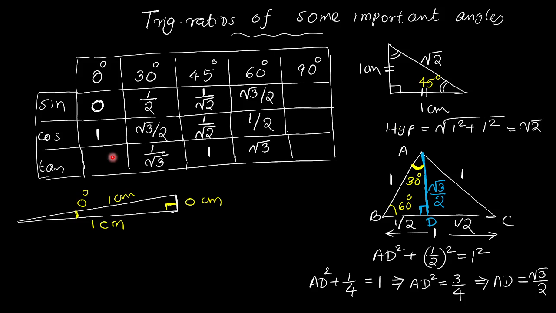Now it is very easy to find tan without looking at the diagram. Okay, look at the diagram, I think it is better. Tan 0 will be opposite by adjacent. So tan 0 will be 0 by 1, which is 0.